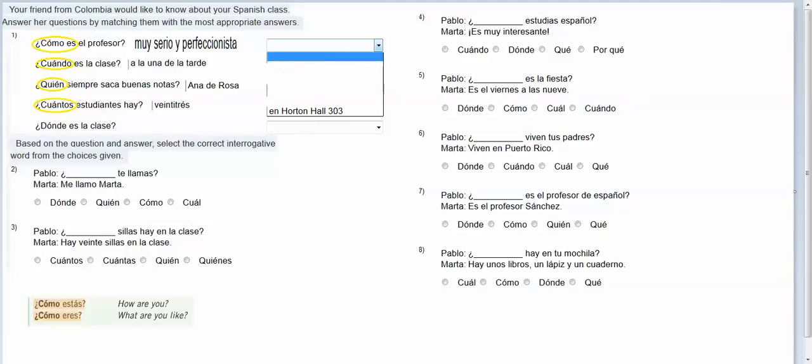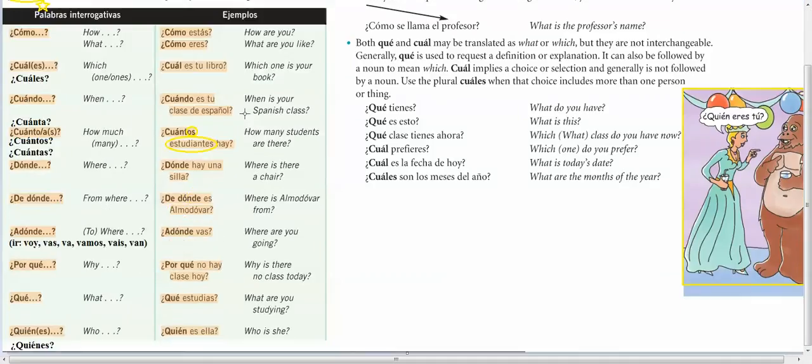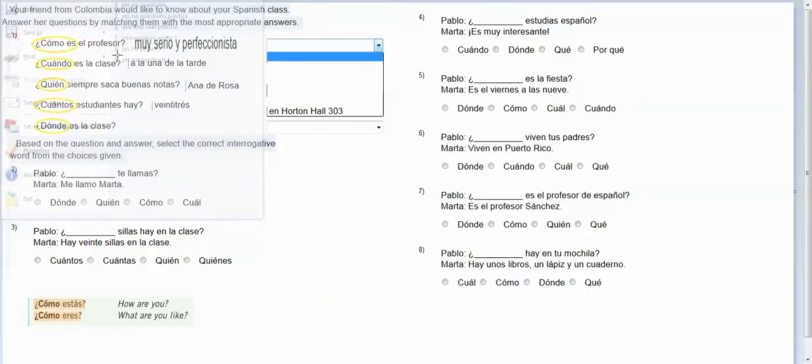Okay. And ¿dónde es la clase? If I go over here to my interrogative words and I look at ¿dónde? ¿Dónde means where. So where, I mean, this was the only option left, but it makes sense. It's in Horton Hall.